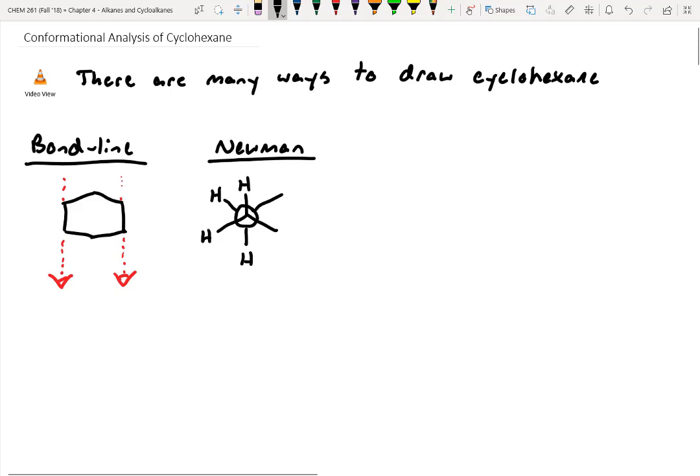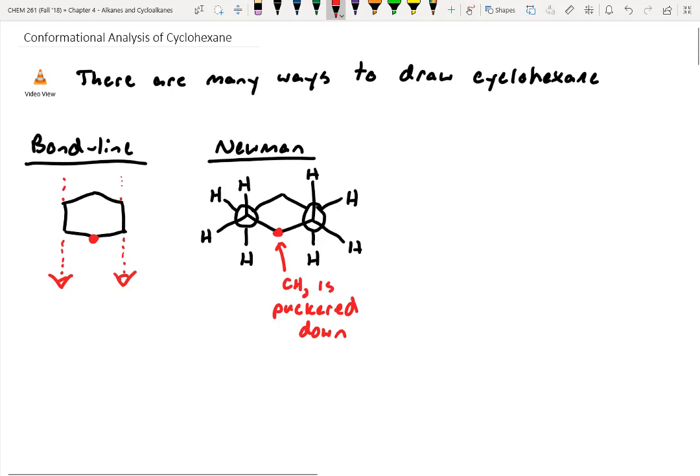And then it connects to our right carbon. It looks like this. Kind of confusing, right? But think about it this way. This red dot is a carbon connection point. It's the same carbon dot right there. And in this case, it's puckered down. So I'd say CH2 is puckered down. And then in the back, I'd say, well, we've got this green carbon that must be puckered up.